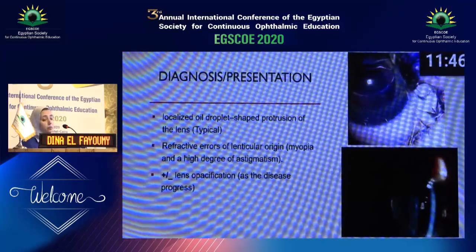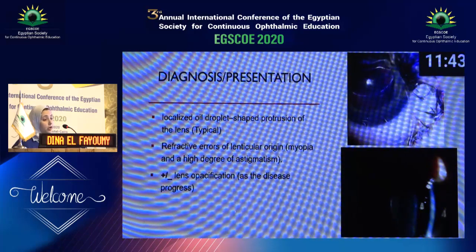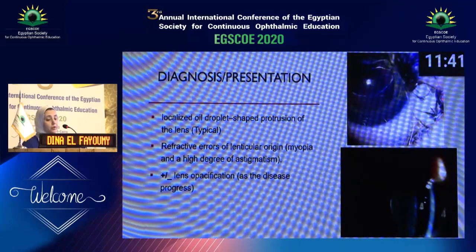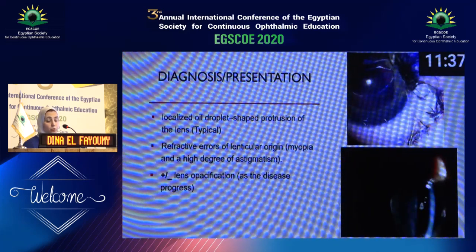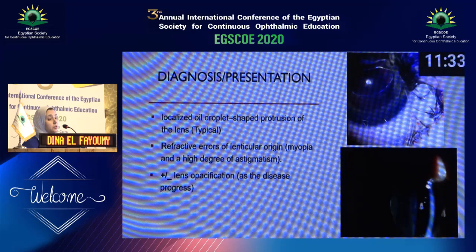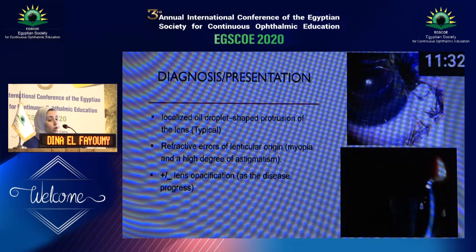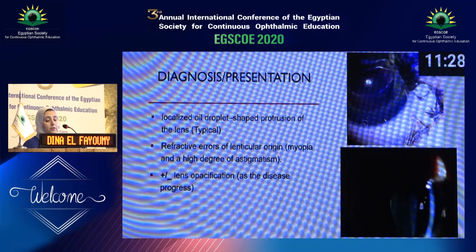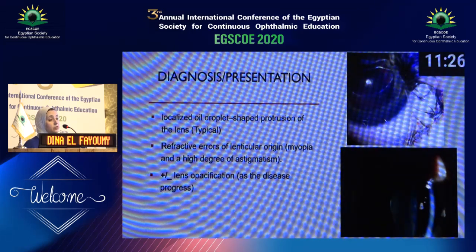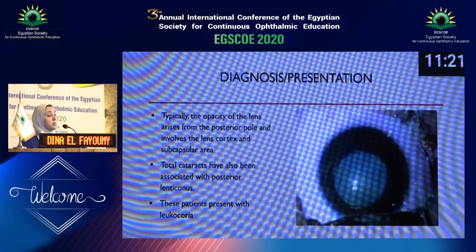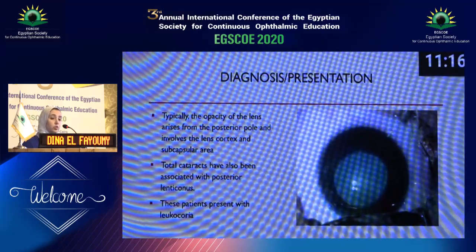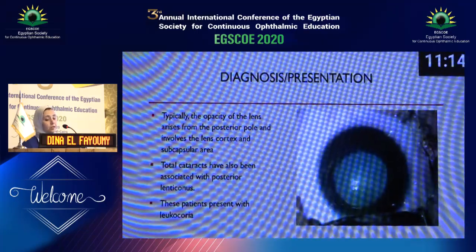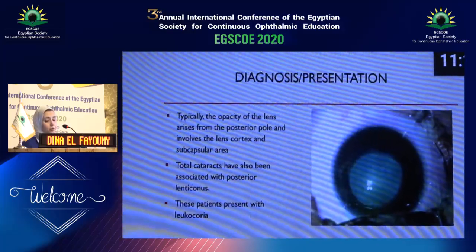In the diagnosis and presentation of posterior lenticonus, early cases usually present with the localized oil droplet-shaped protrusion of the lens, which is typical for the diagnosis of the cases. Sometimes they present with refractive errors of lenticular origin, like myopia and a high degree of astigmatism. Then, plus or minus, a lenticular opacification starts to progress. Some cases present with a total lens opacity, and typically this lens opacity starts from the posterior pole and then extends to involve the lens cortex in the subcapsular area.